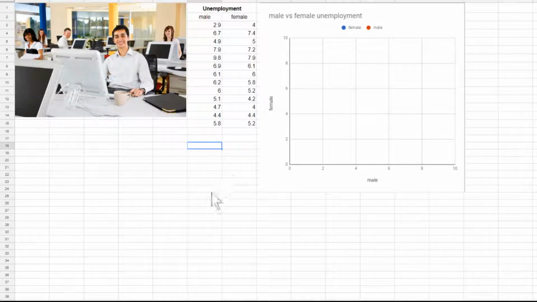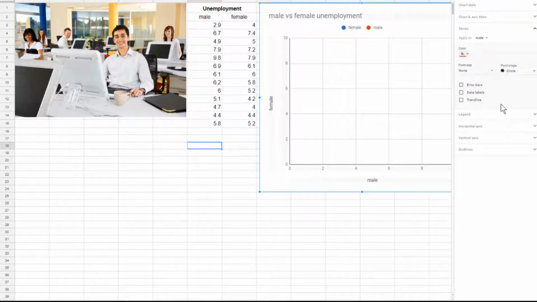As an example, what I've done here is I got some data for unemployment rates, male unemployment rates and female unemployment rates. I don't know what dates these are from. This is for the US. And over here, I made a chart which will plot the male unemployment rate on the x-axis and the female unemployment rate on the y-axis. So let me start the chart editor, and I'll show you some stuff about this data.